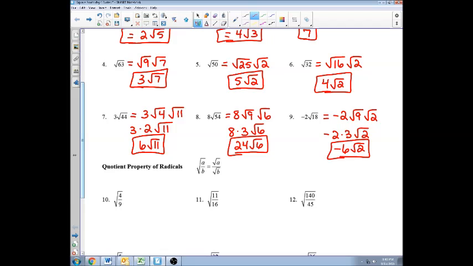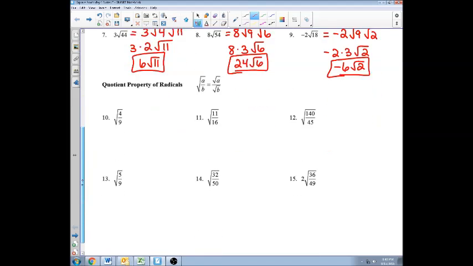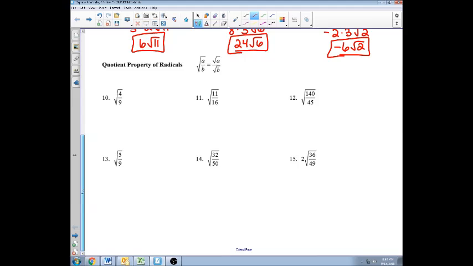All right. On to the quotient property of radicals. The quotient property of radicals says that if I have a fraction under one square root sign, so this right here, then I can rewrite the fraction as 2 separate square roots.